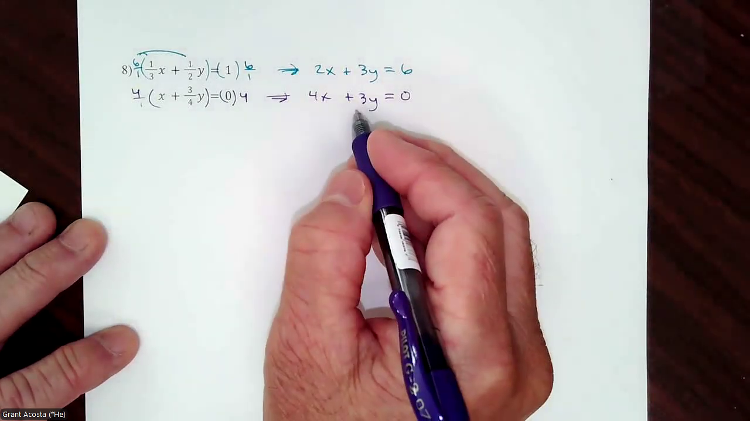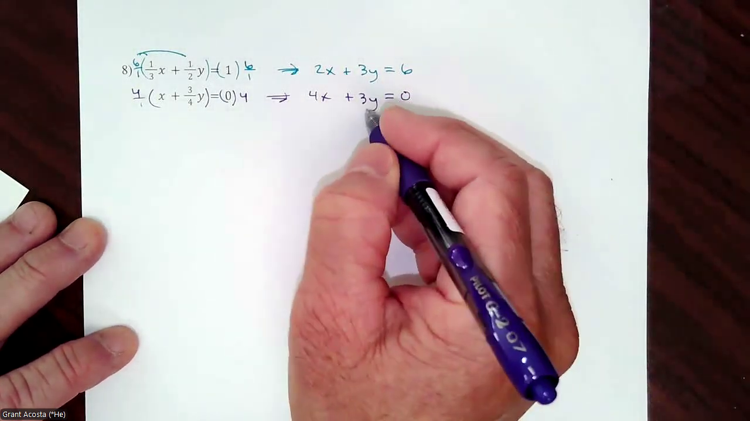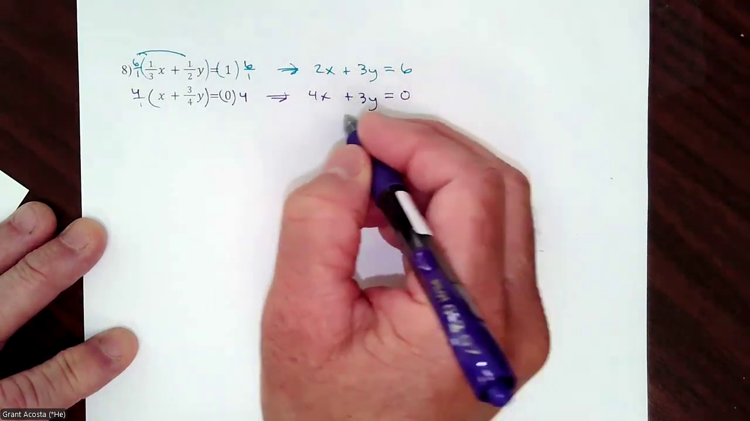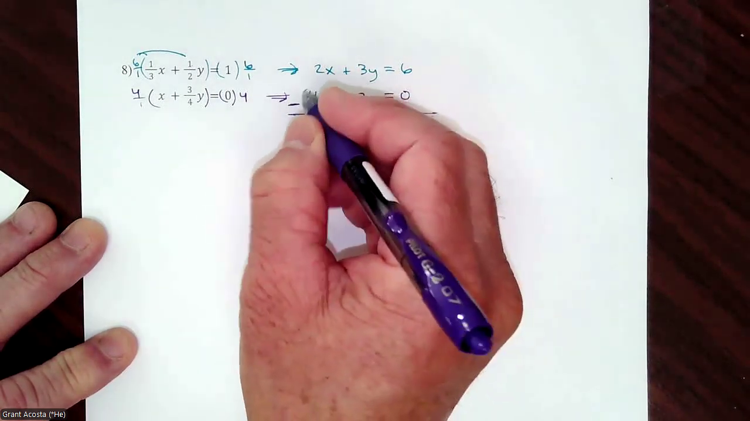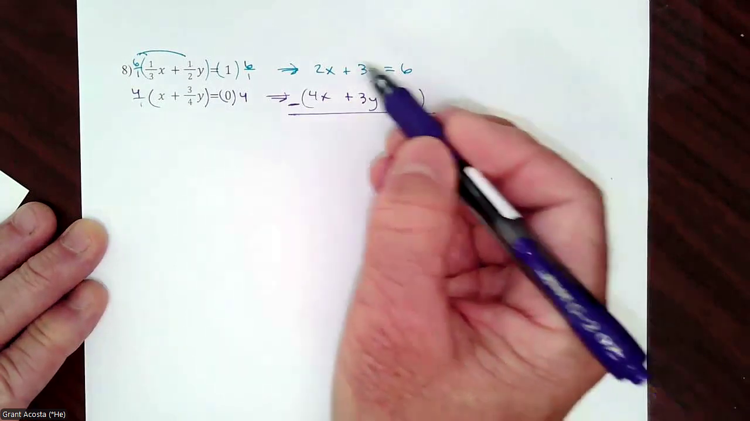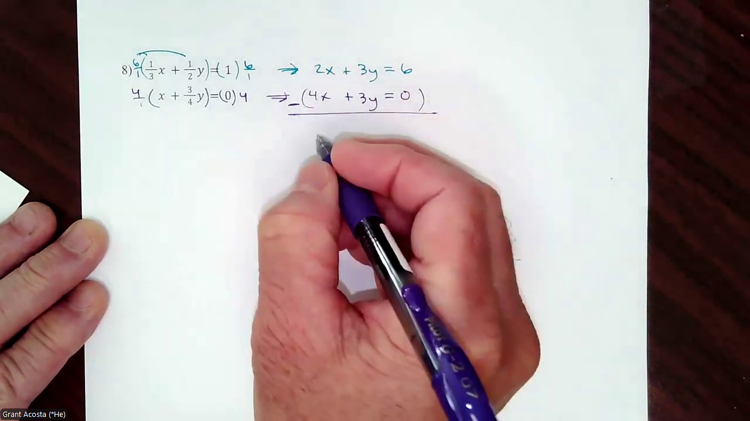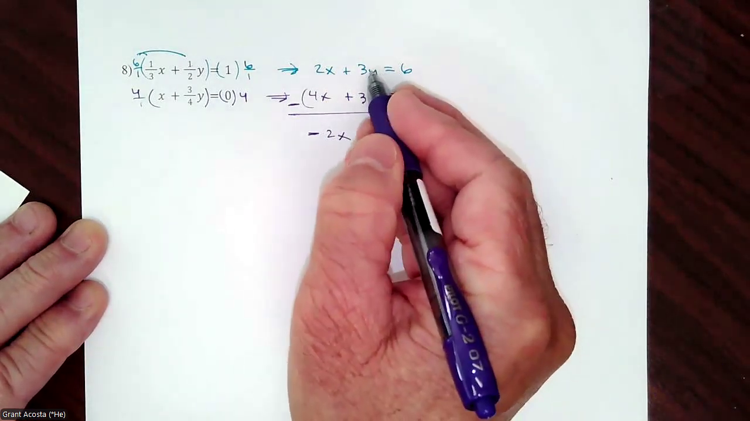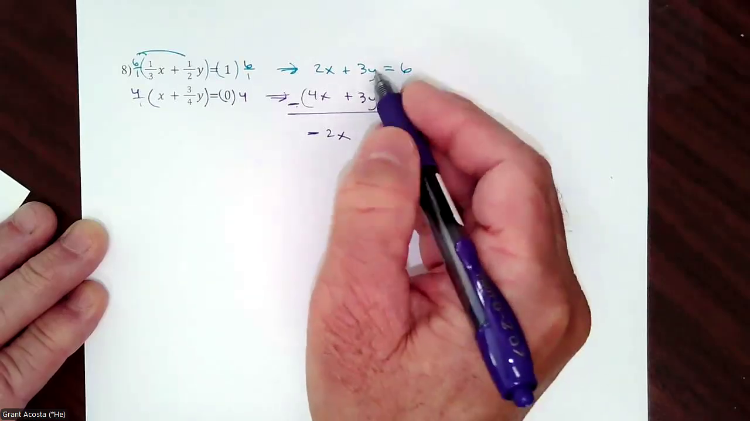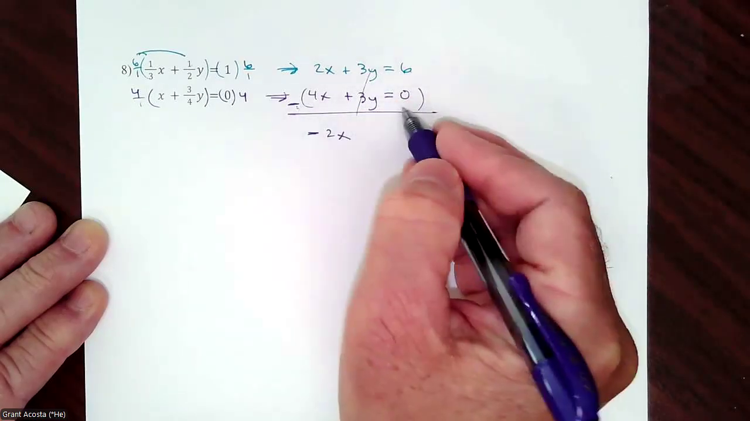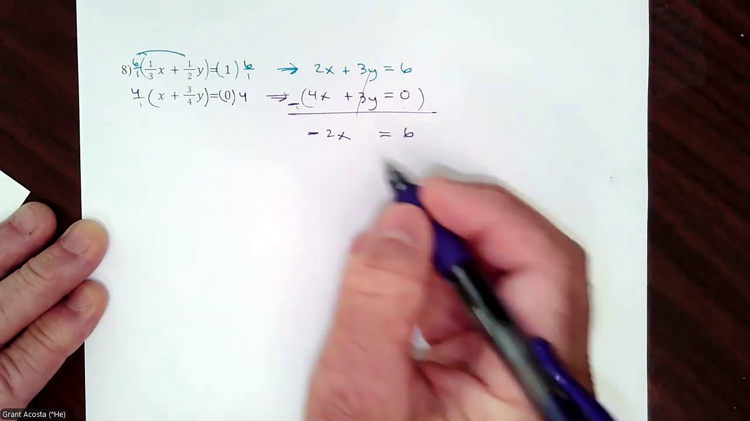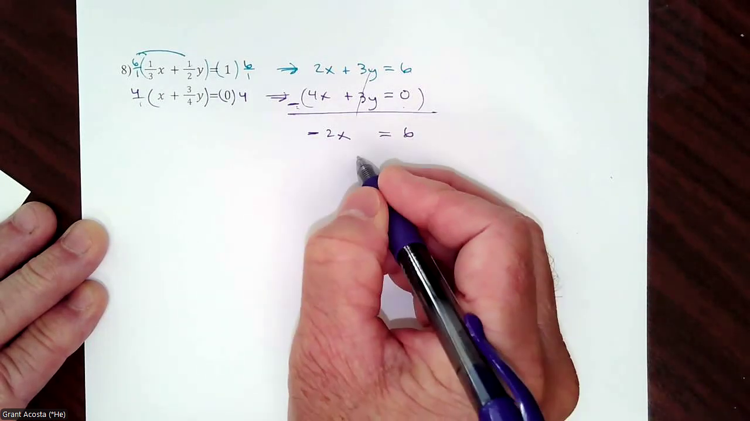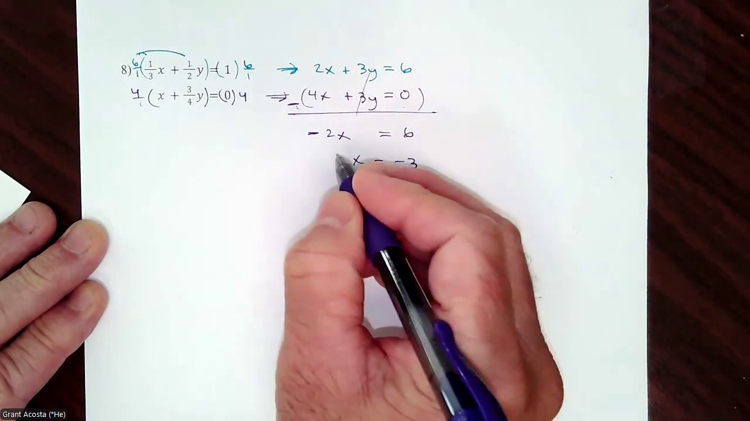Okay, then what I could do, you've got options here, but what I'm seeing is that since they have 3y in both of these, what if I just subtract these two equations from each other? 2x minus 4x is negative 2x. 3y minus 3y is 0. These cancel out. 6 minus 0 is 6. And if negative 2x equals 6, x should be negative 3.